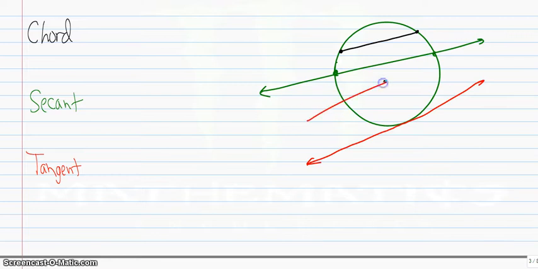I couldn't say that this little segment is a tangent because it only intersected in 1 point, because if I continued this segment into a line, it would intersect it in another point. So that's why the definition for tangent has to deal with the line.